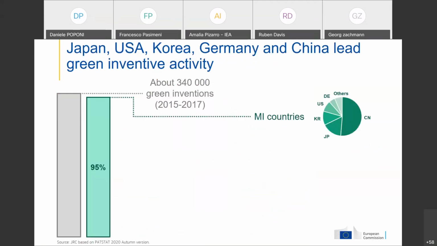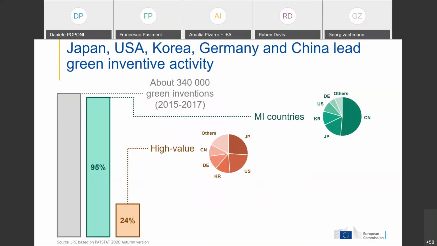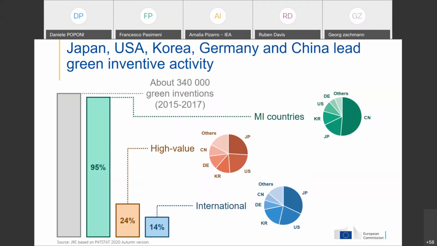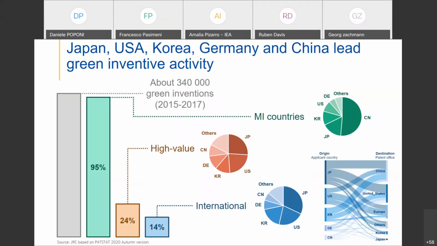We know that the MI countries highly contribute to this activity, particularly China, Japan, Korea, US, and Germany, which are the top 5 MI countries. And we know that 24% of this inventive activity is of high value, and 40% of this activity is international. For example, Japan is the country that most protects its inventions internationally, and China is the country that attracts the highest number of foreign inventions.